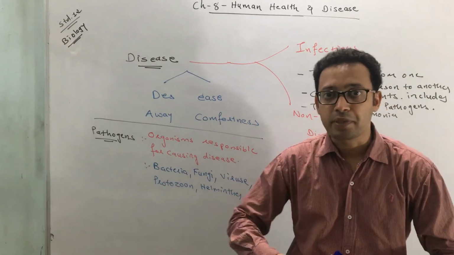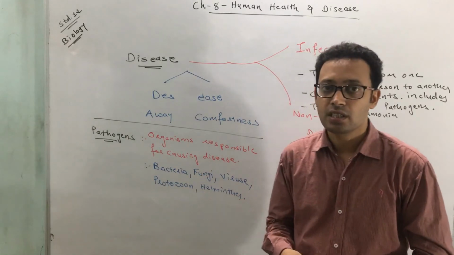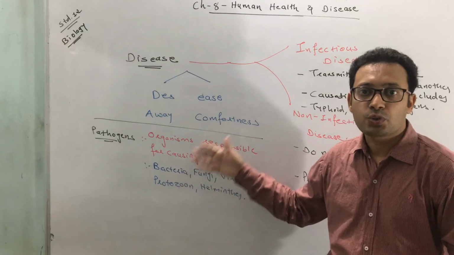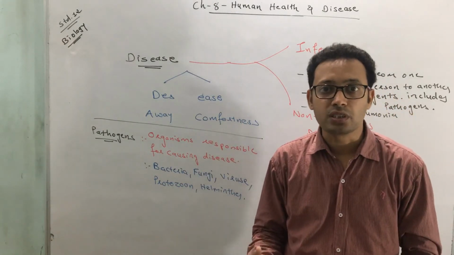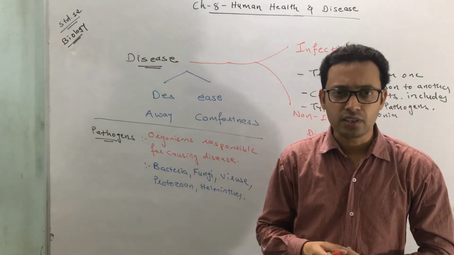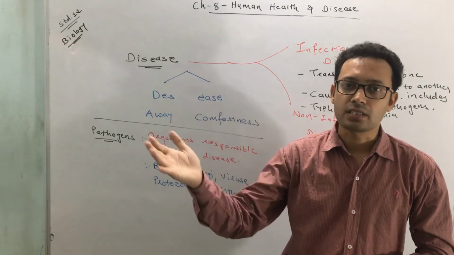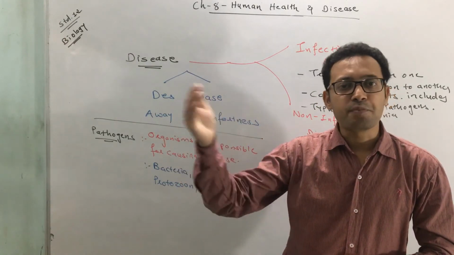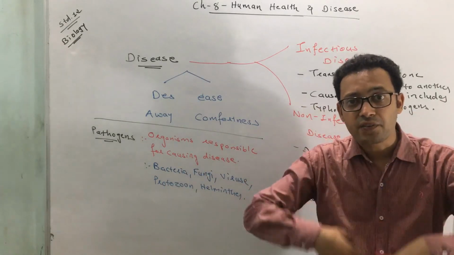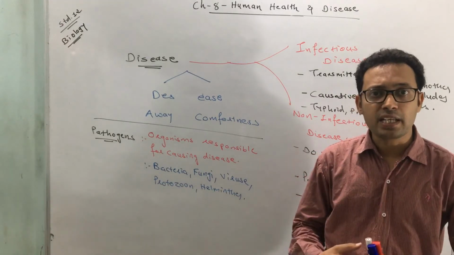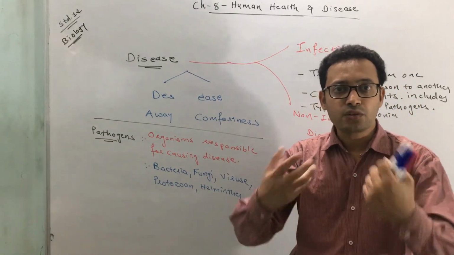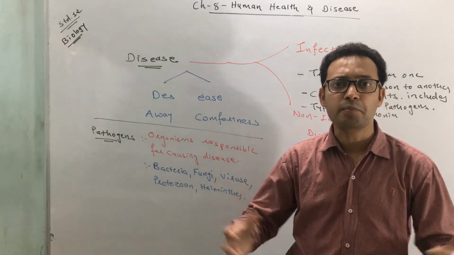Clear? I again repeat how this pathogen causes a disease. These pathogens, bacteria, viruses, fungi, protozoa, or helminths, enter our body. There are different routes of entry that we will see disease-wise. Different pathogens enter in different ways. Once inside, they rapidly multiply and their numbers increase. They take nutrients from our body, then rapidly multiply.